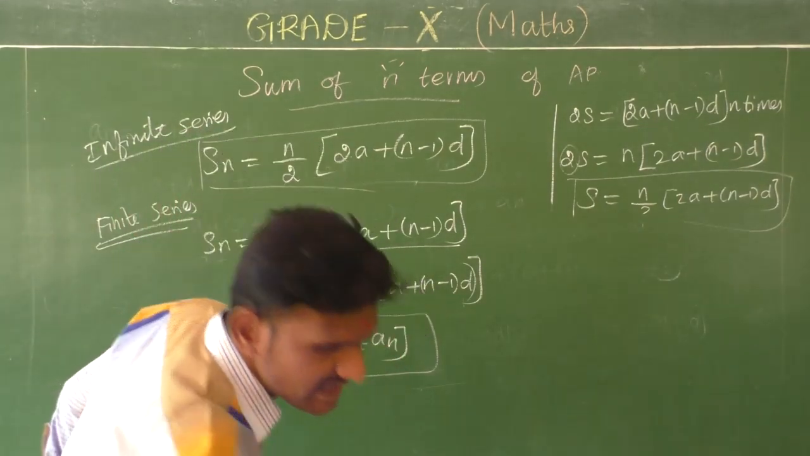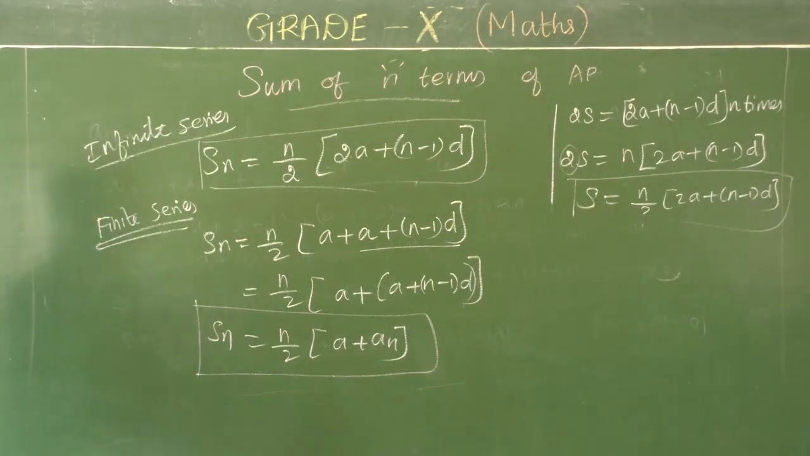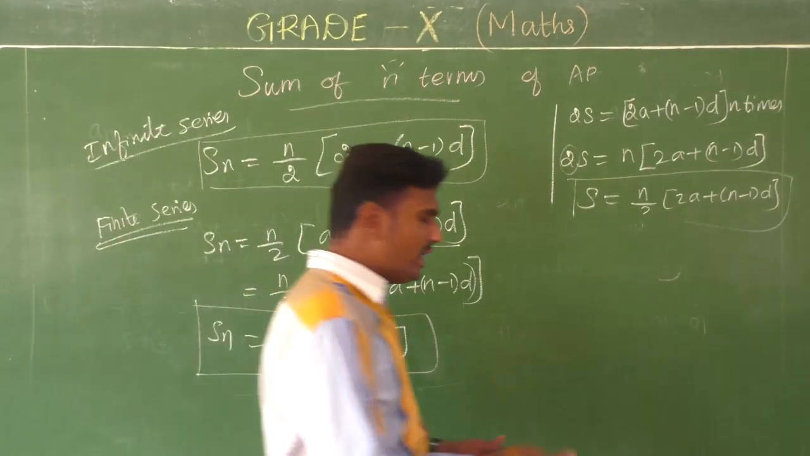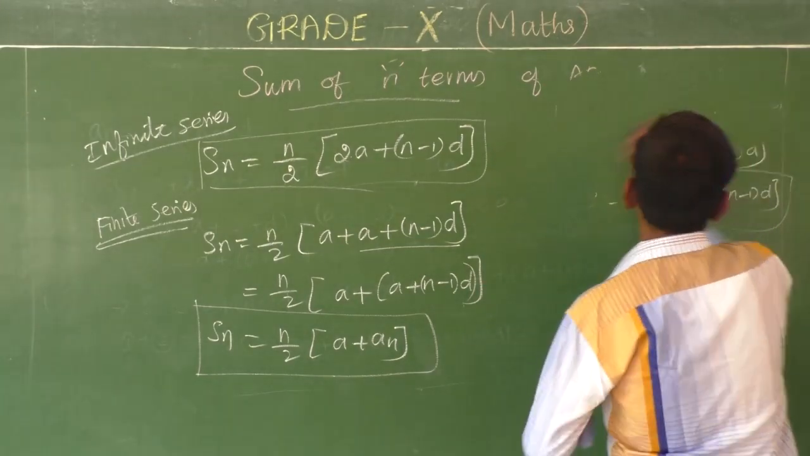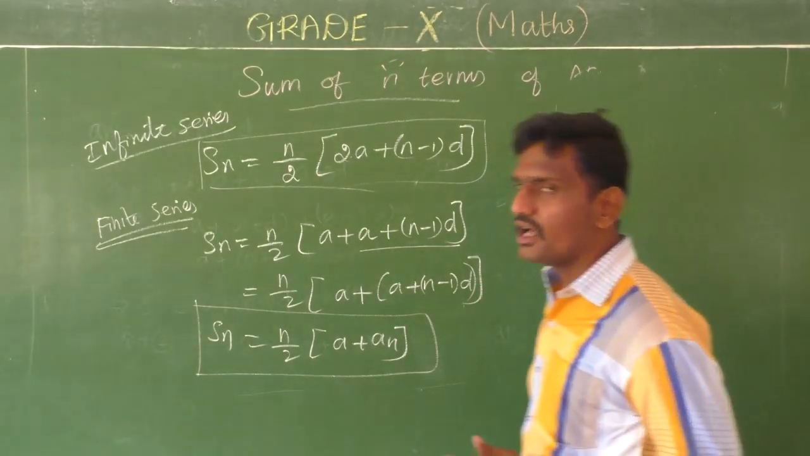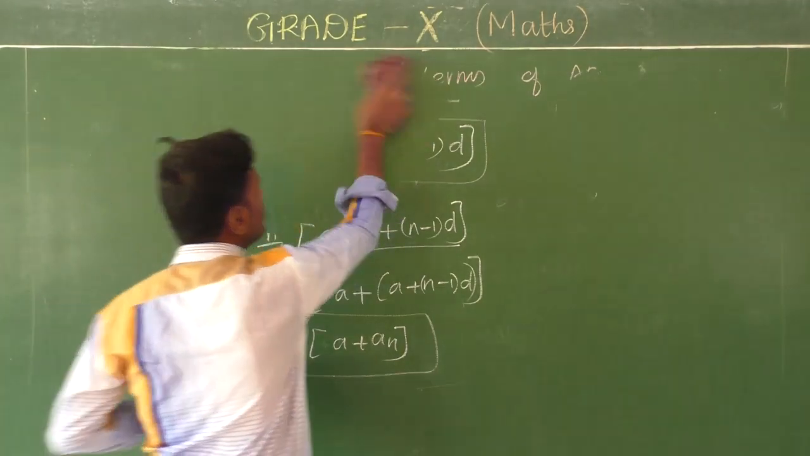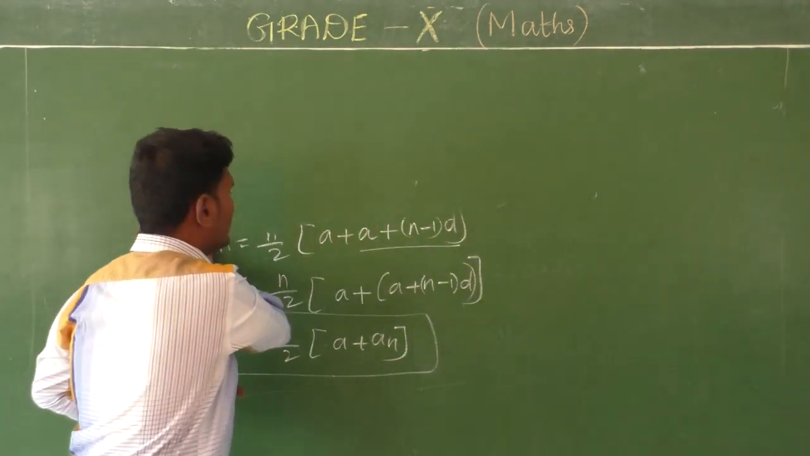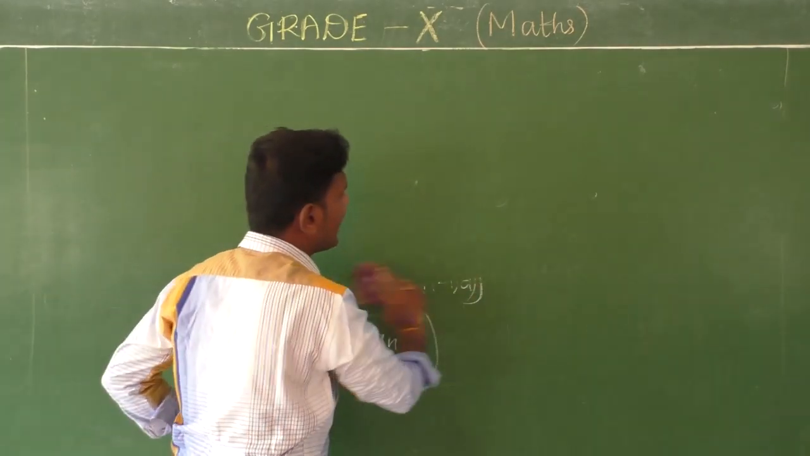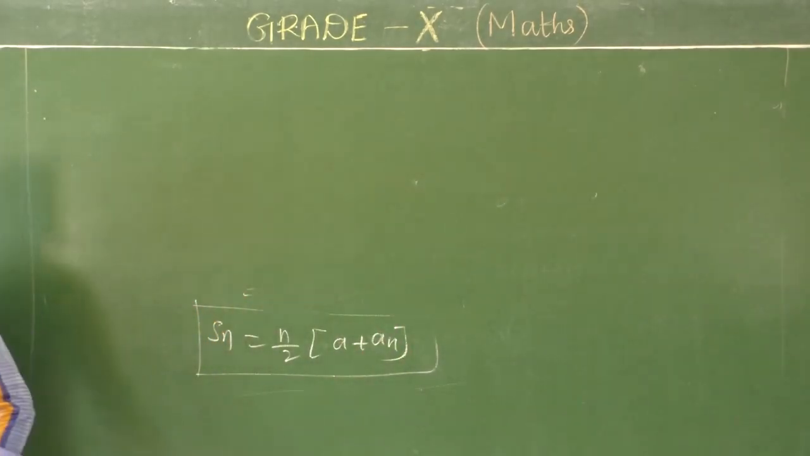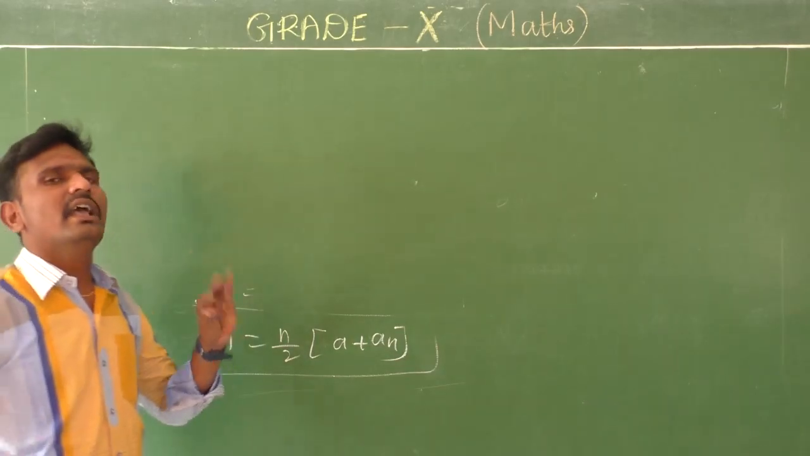The first formula is for an infinite series: Sn equals n by 2 into 2a plus n minus 1 into d. And the second formula, for a finite series, is Sn equals n by 2 into a plus an. And sometimes a plus an, that an we are going to consider as L also.